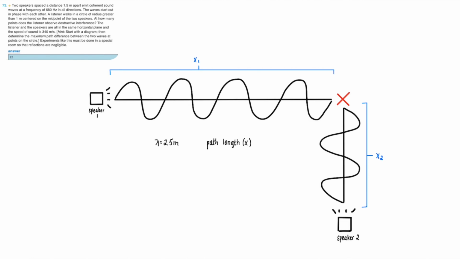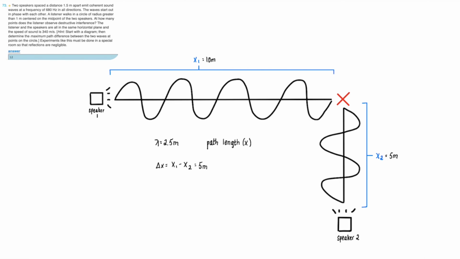Now the path length difference, which I'm going to denote as delta x, is simply the difference between these two path lengths. So it's going to be x1 minus x2. Hypothetically, if the path length for the sound produced by speaker 1 was equal to 10 meters, and the path length for the sound produced by speaker 2 was 5 meters, then the path length difference in this case would be 5 meters.